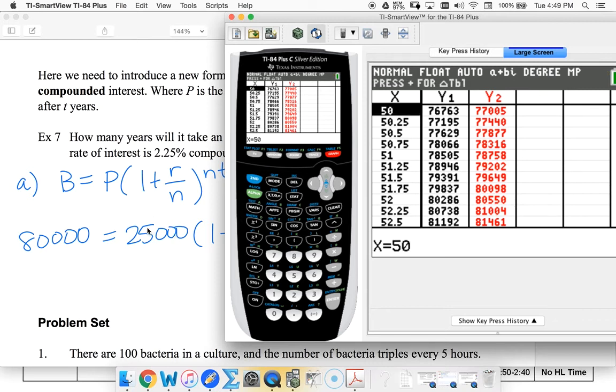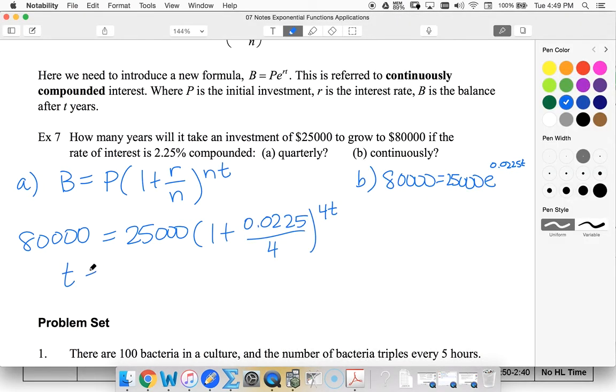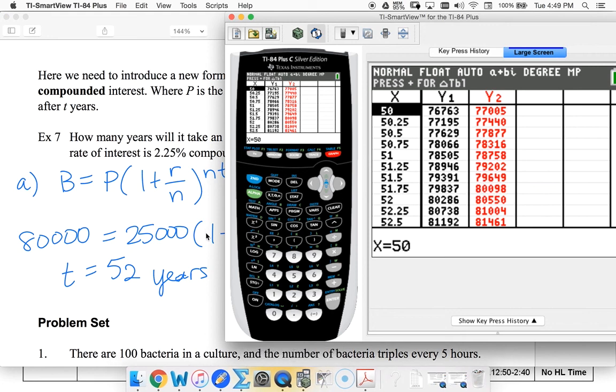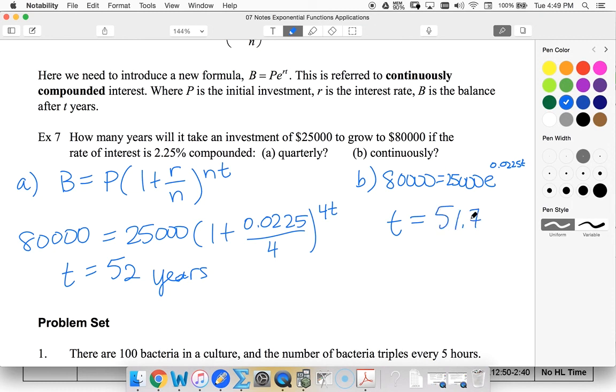And again, you could solve this algebraically using logs. I can see that at 52 years exactly, my investment has made it up to $80,000. If I compounded continuously, I would need, let's see here, to get up to here, 51.75 years. So slightly less time if I compound continuously. And these I went to the nearest quarter because it said quarterly. Any problem that you have will tell you to what nearest unit we want to look for.